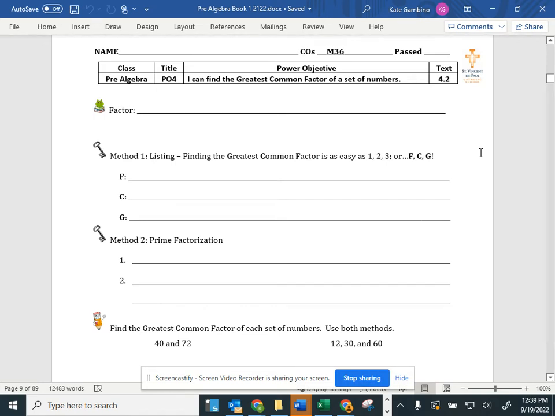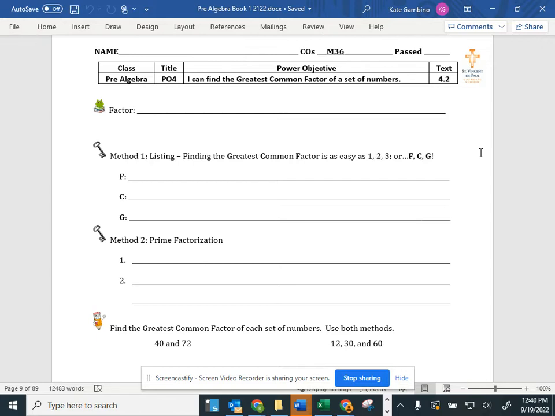Okay, good afternoon. Today we are continuing to work with those numbers. We are doing PO4. Remember, if it's a PO, it means it's a power objective. We've been doing COs, which are just course objectives. You just need to pass 80% of the course objectives of the year to move on. We have to pass 100% of the power objectives. It's an important one. So we want to make sure we understand this.